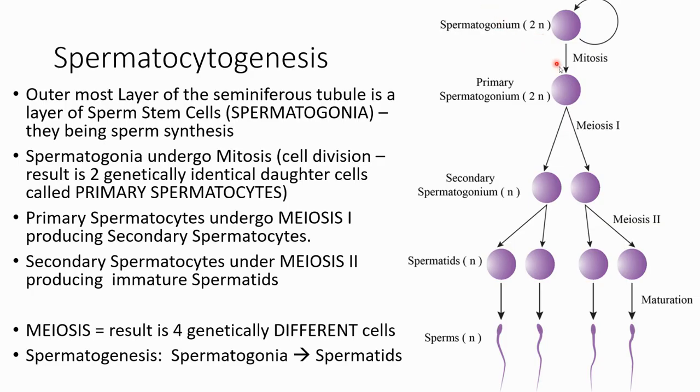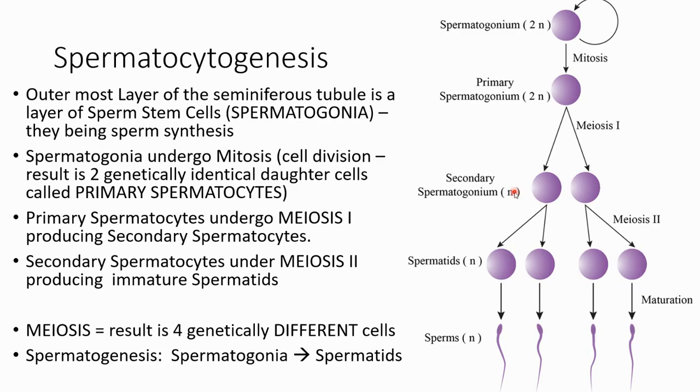That's going to undergo mitosis, and you're going to end up with two genetically identical cells. That's what mitosis does. Now, those primary spermatogonium are going to undergo division, but notice this time they're going to undergo what's called meiosis. Look what happens during meiosis when you go from the primary to the secondary here. You're going to go from a diploid cell to a haploid cell. This means you're going to have half the number of chromosomes. These are not genetically identical.